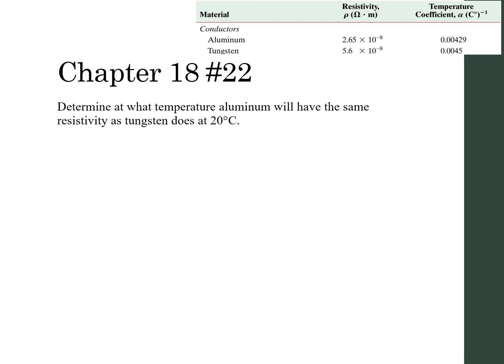All right, so now we're going to do number 22 from the back of the chapter. I've included the relevant information for resistivity and temperature coefficient here. So what I'd like you to do is go through and solve this question.